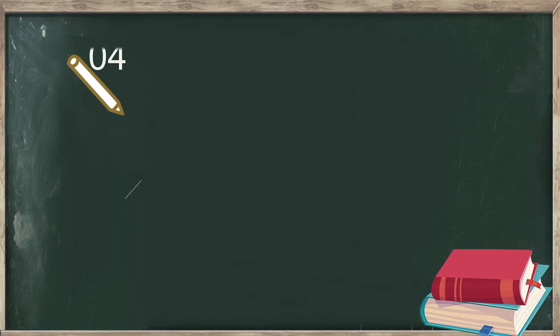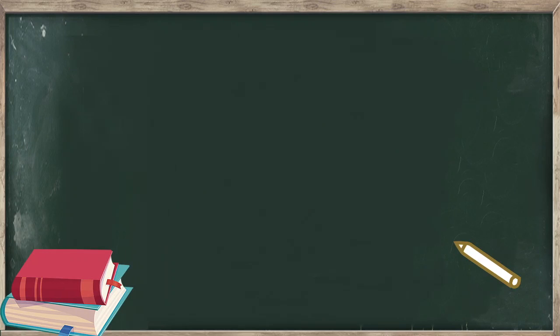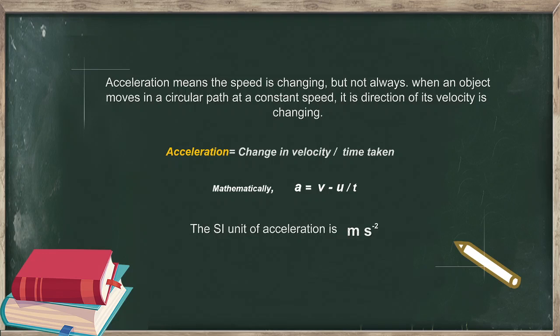Let us go for the next concept, rate of change of velocity. Acceleration is defined as the rate of change of velocity. Usually, acceleration means the speed of changing, but not always. When an object moves in a circular path at constant speed, it is still accelerating because the direction of its velocity is changing.